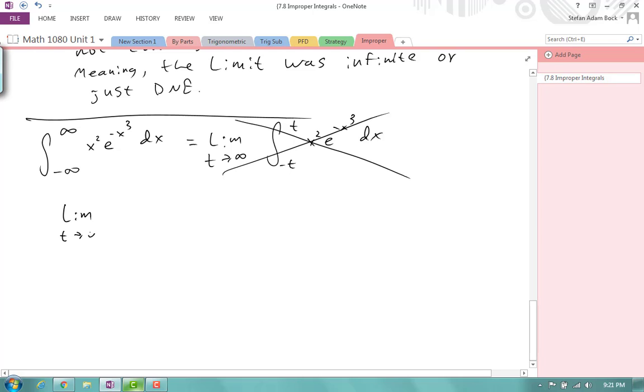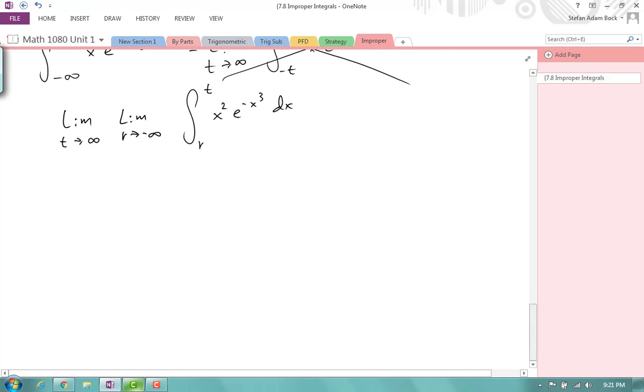This is the limit as t goes to infinity of the limit as r goes to minus infinity of the integral from r to t x squared e to the minus x cubed dx. Which looks kind of scary, but the thing about limits is they can kind of swap orders without a big deal. So having a limit inside of a limit doesn't really change much as far as our work. So I'm just going to do this integral. Looks like I'm going to need a u substitution. U equals negative x cubed, so du equals negative 3x squared dx.